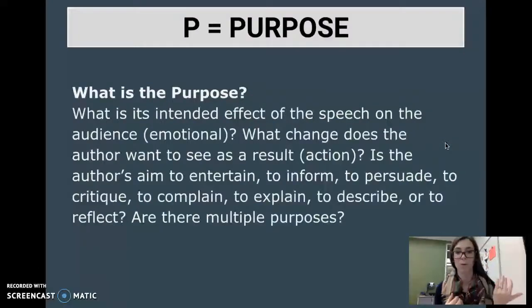The P stands for purpose. So this is the intended effect of the speech. What kind of emotional reaction does the speaker want to make the audience have? What is the overall aim?